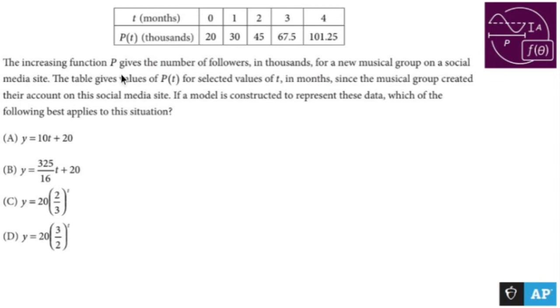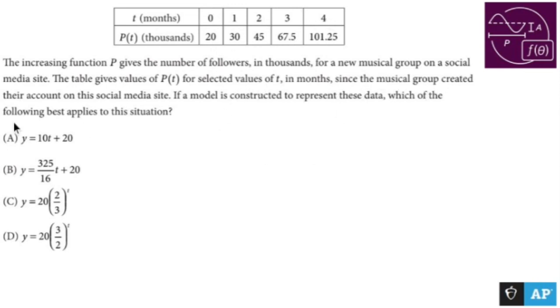The increasing function p gives the number of followers in thousands for a new musical group on a social media site. The table gives values of p of t for selected values of t in months since the musical group created their account on the social media site. So in other words, when they opened up the site, they already had 20,000 followers. And then a month later, they have 30. And then a month after that, they have 45,000, so on and so on.